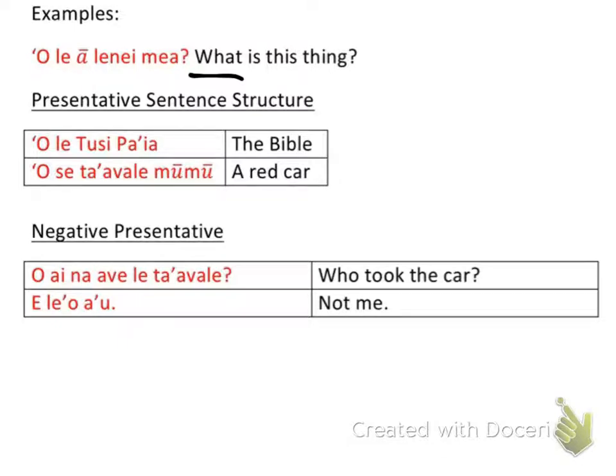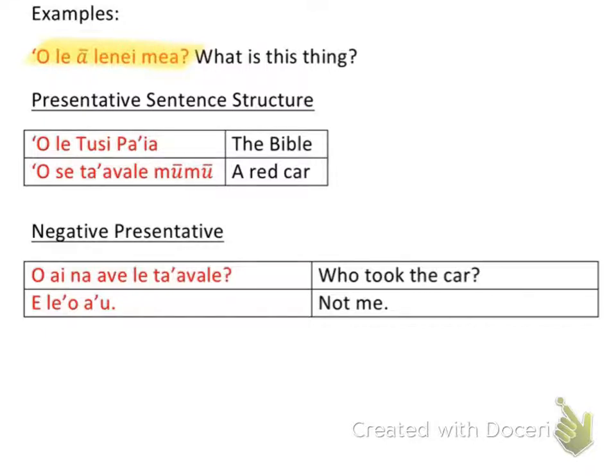So here's our little scenario that I want you to kind of see. So "ole a le nei mea" is "what is this thing?" And basically whenever they ask something like this, what is this, or what is this thing, the thing that you're going to tell them, the thing that they're asking about, is going to be a noun or a noun phrase. It's going to be probably a person, place, or thing. And so when we do that, we present a noun or noun phrase.